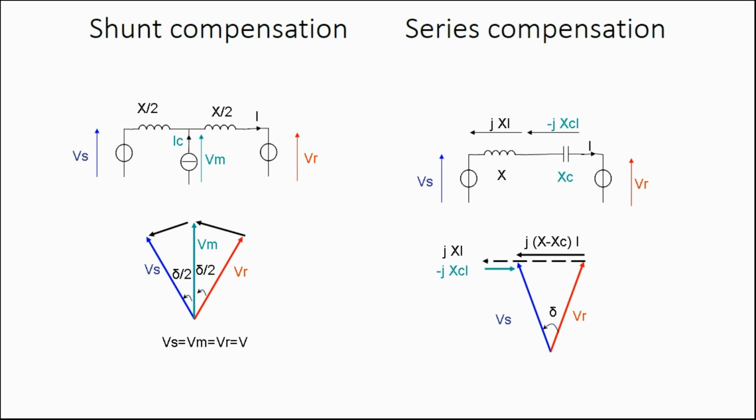Shunt compensation. In shunt compensation, the power system is connected in shunt, parallel, with the FACTS. It works as a controllable current source. Shunt compensation is of two types.